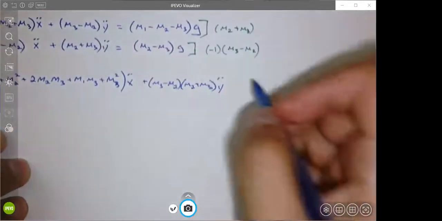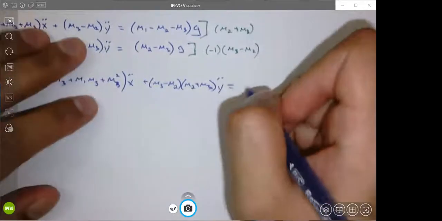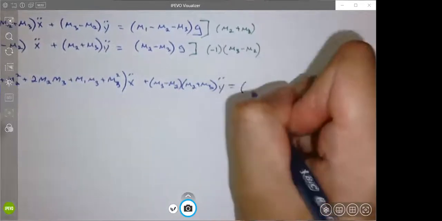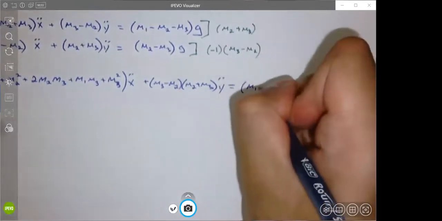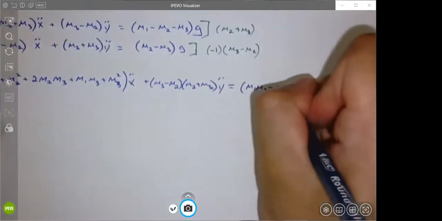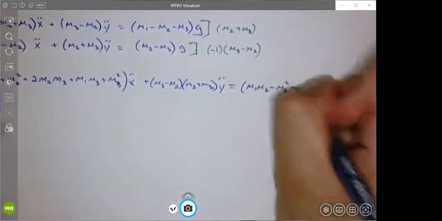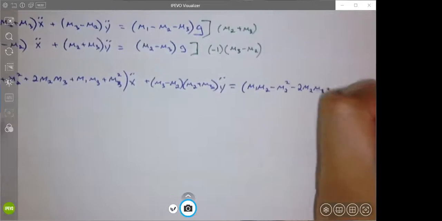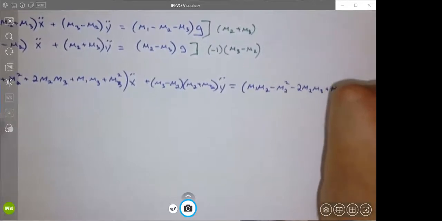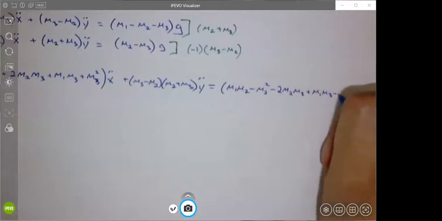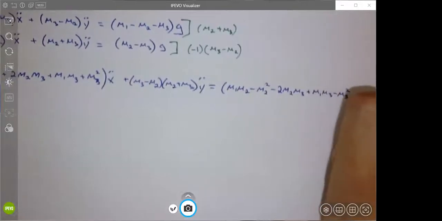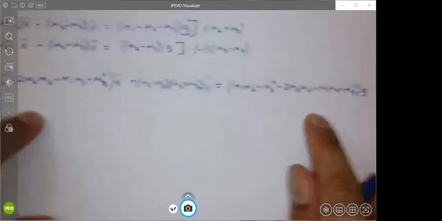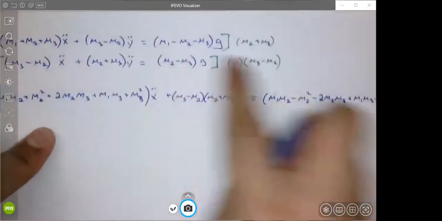And then finally, we have to set it equal to this term right here. So equals, and then the distribution of this into here will become m1 m2 minus m2 squared minus 2 m2 m3 plus m1 m3 minus m3 squared. Boy, I wish I had a calculator. Times g. So this is the entire top equation.